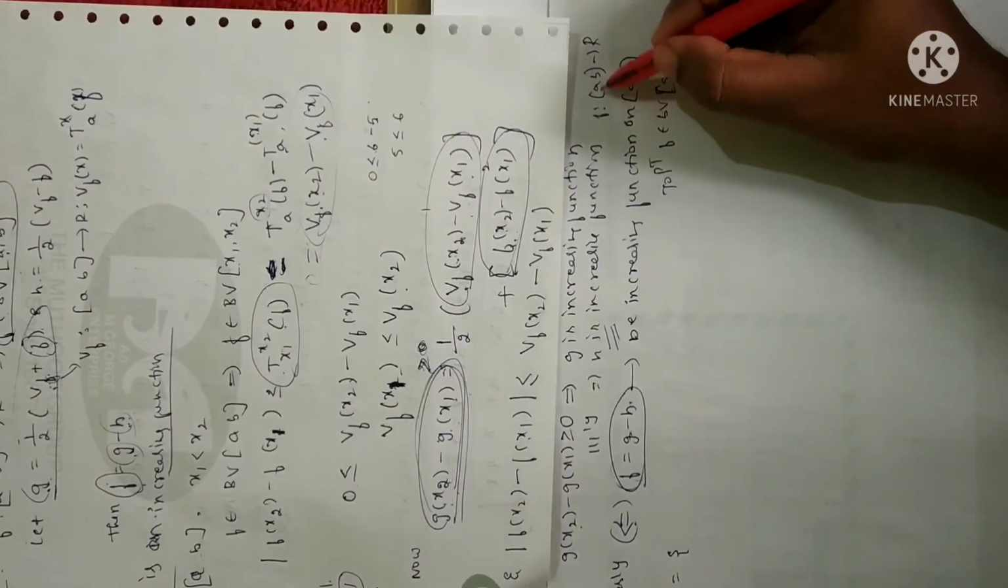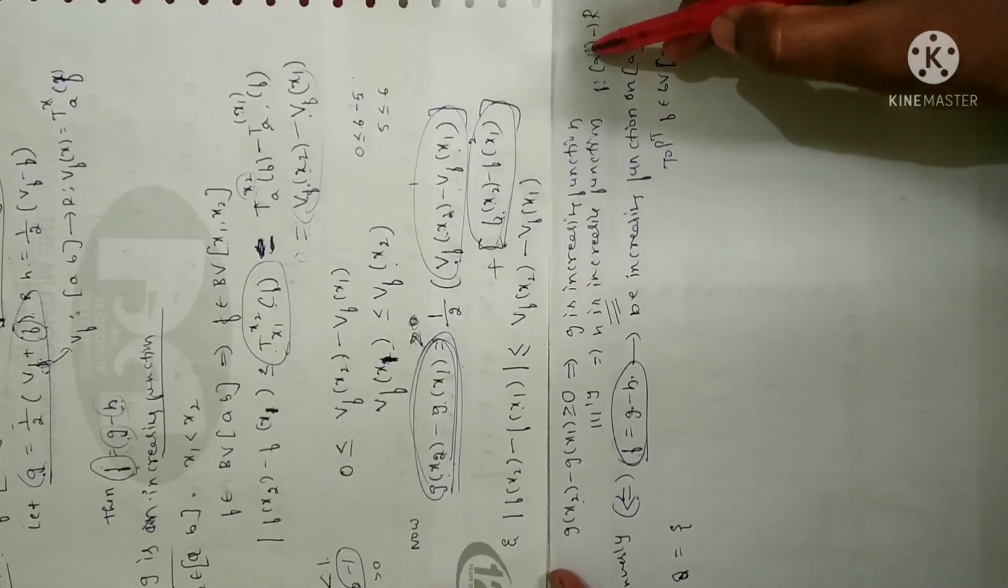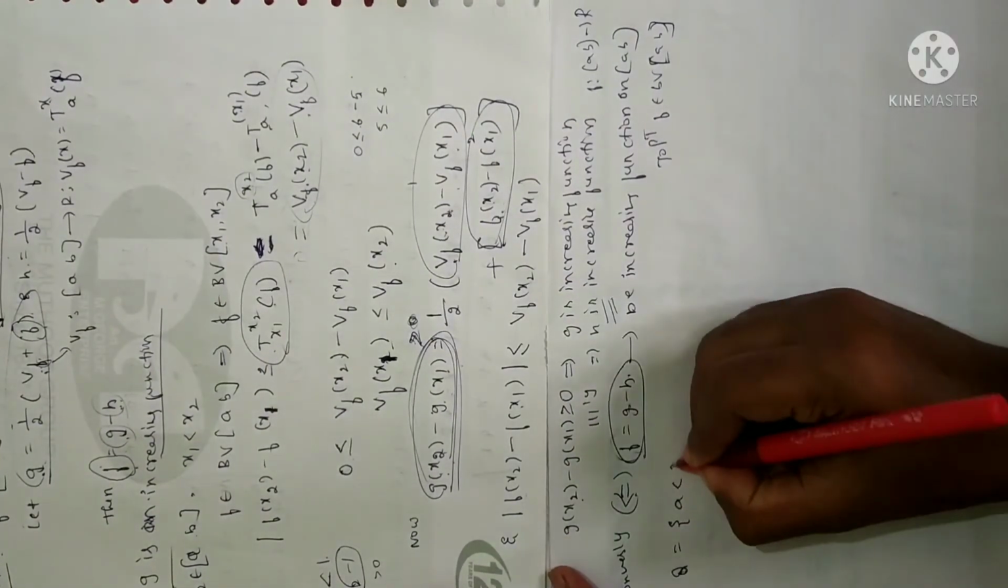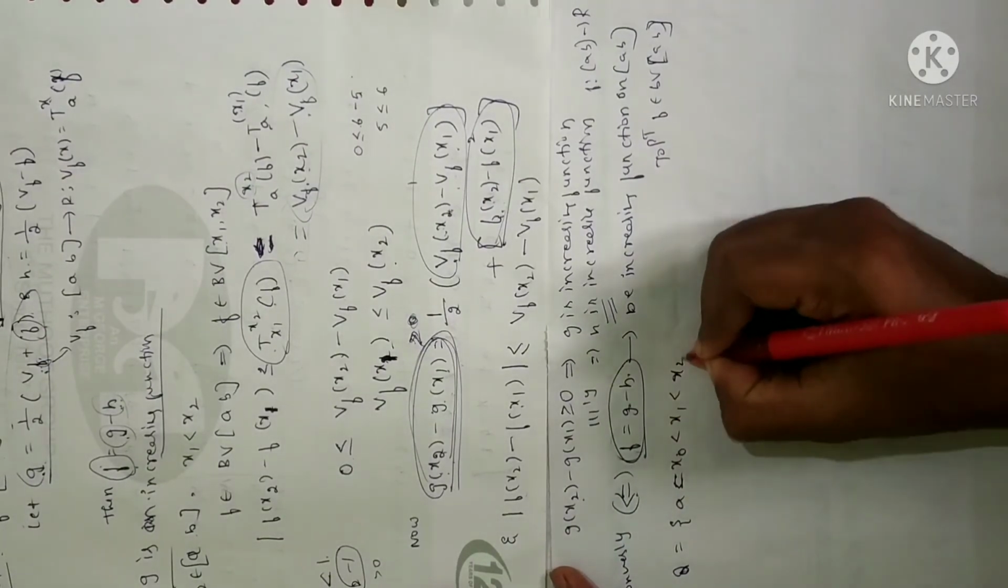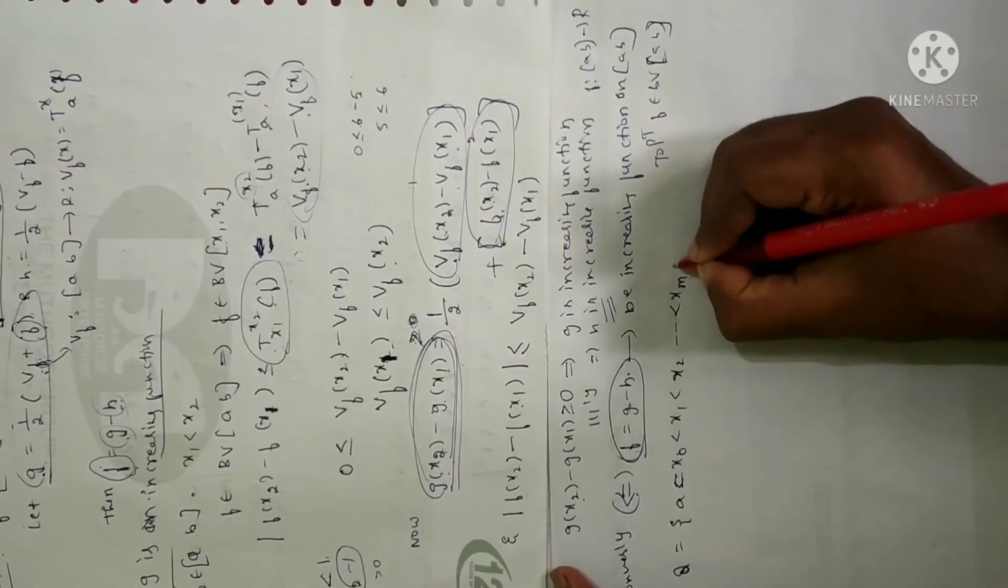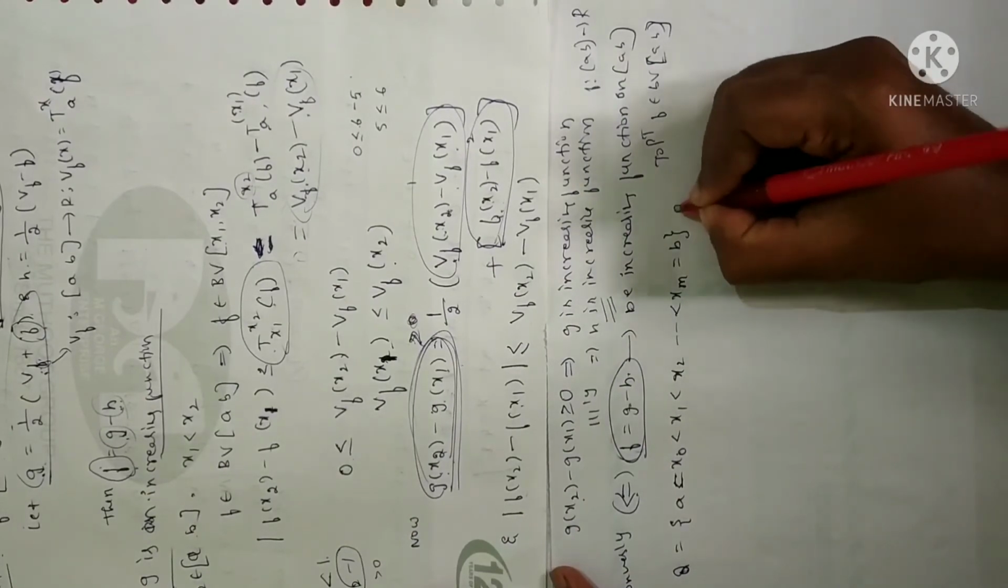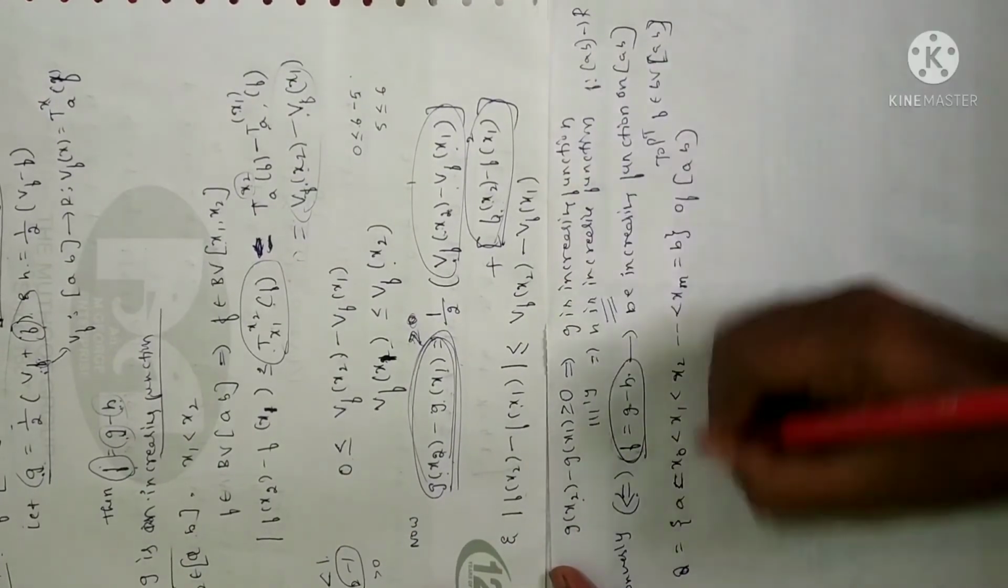Now I am going to divide this interval into a partition in such a way that A is equal to x0 less than x1 less than x2. So if you keep on continuing, it will be less than xm. Let me take the end value of the closed interval AB. I have divided the partition.